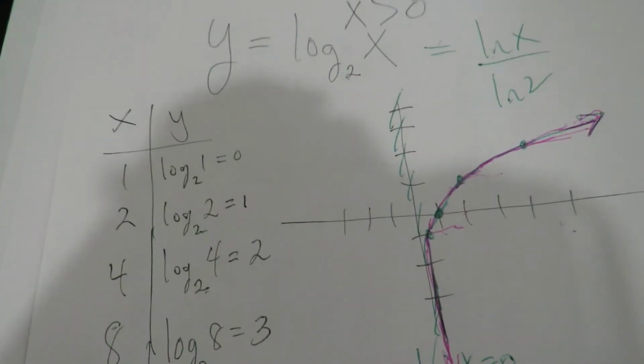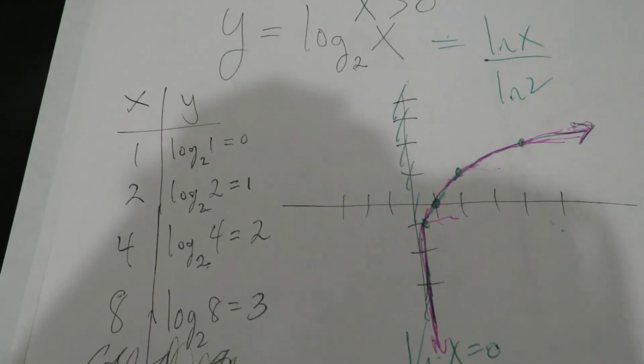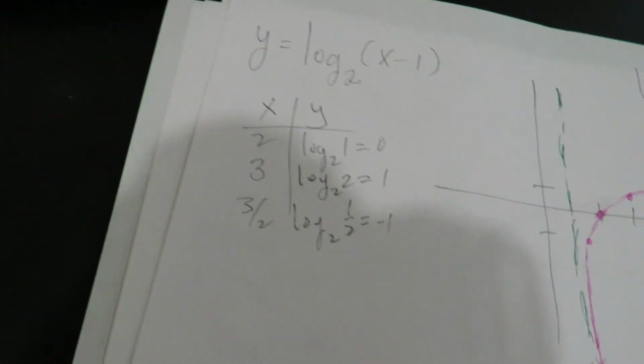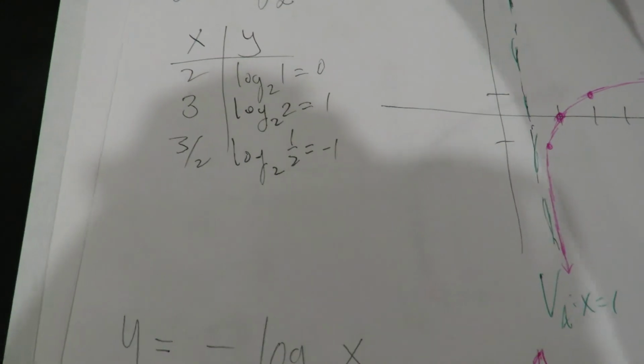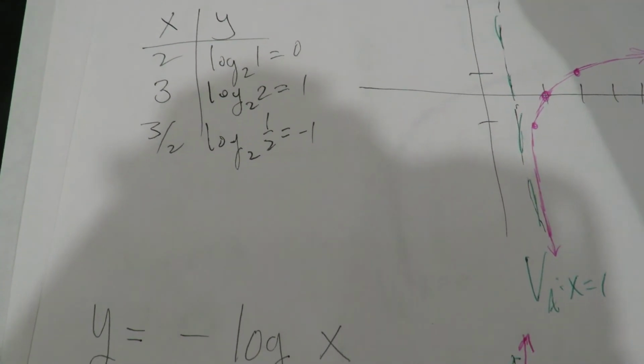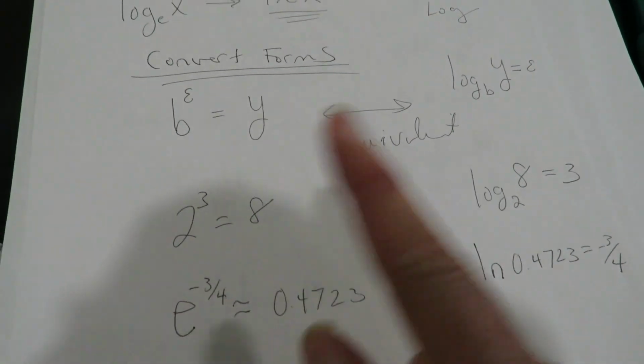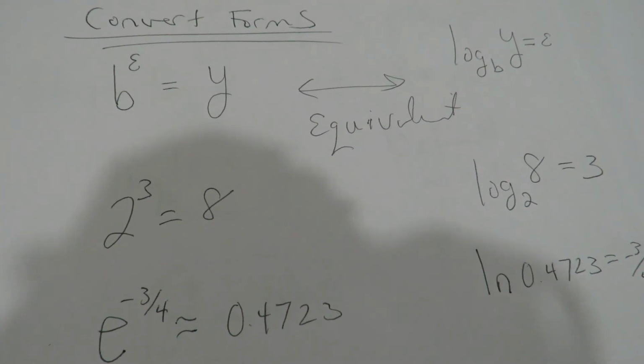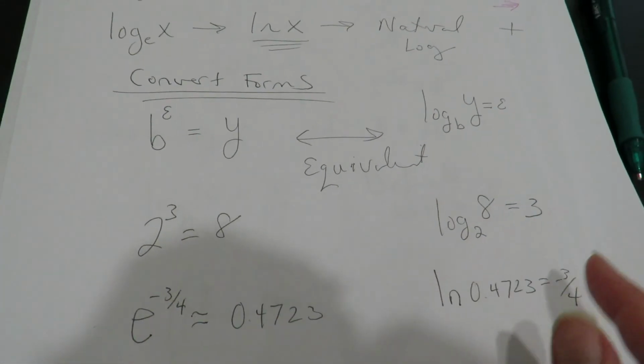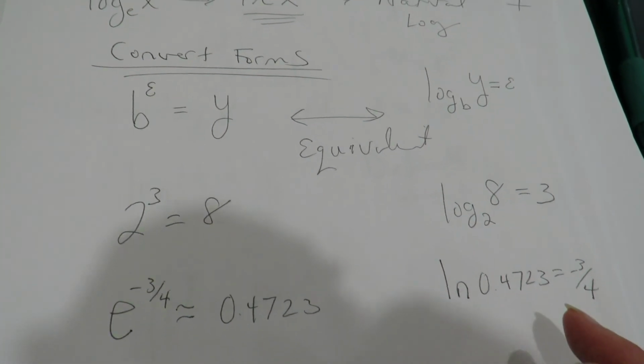All right, gang, so that's really what I wanted to cover. I wanted to cover the basic shape of the log and how you move it left, right, up and down, and how you reflect it, and then just what I did at the very beginning with converting the forms. That's really all I need you to do at this point, is have the graph down and be able to convert the forms.